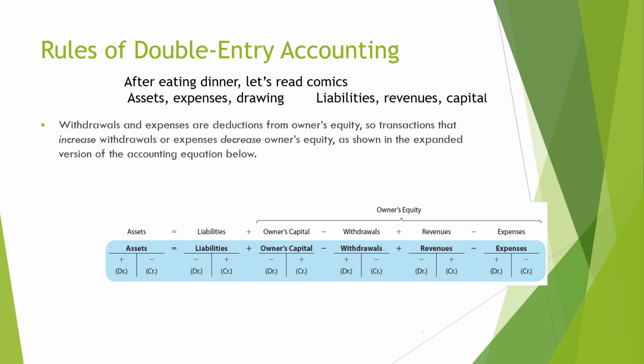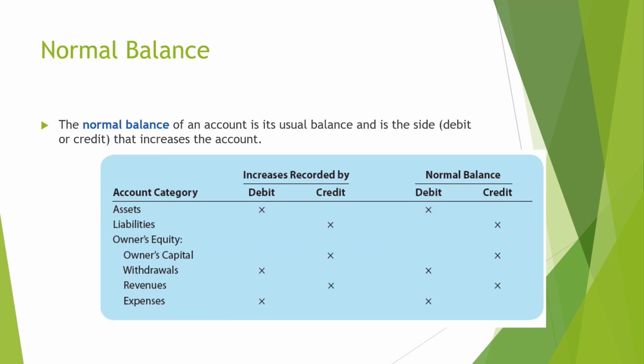So let's see how we're going to use these rules. I'm going to introduce a new term to you. If I told you that an asset increases with a debit, a new term for that is its normal balance is a debit. Normal balance simply means which is its increased side. So assets, withdrawals, and expenses increase with a debit, so their normal balance is a debit. And likewise, the other ones, normal balance is a credit. So if you want to increase a liability, its normal balance is a credit.